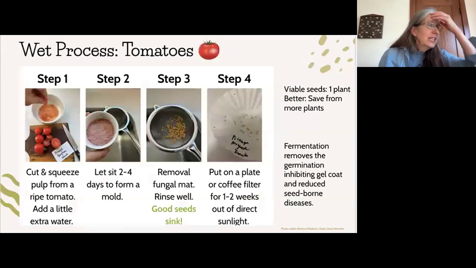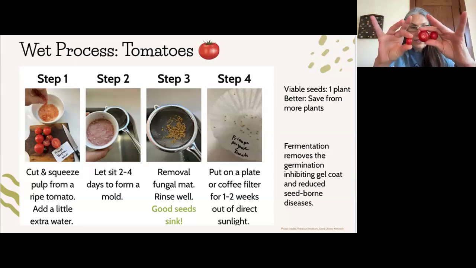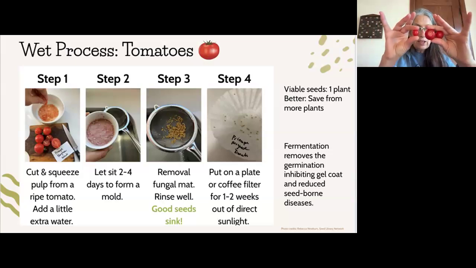Okay. So tomatoes, the process is, first off, have a label. Here I've got a bunch of Sebastopol tomatoes, from a local town. You can see I have these three. I probably would not save this one. I'd probably just eat this one because it's much smaller than the other ones.